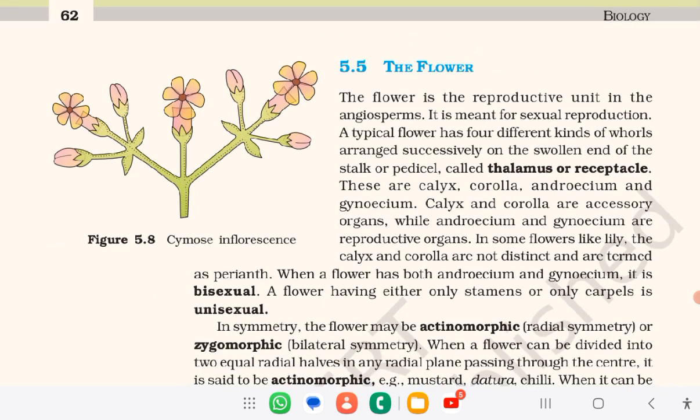In some flowers, like lily, the calyx and corolla are not distinct and are termed the perianth. When a flower has both androecium and gynoecium, it is bisexual. A flower having either only stamens or only carpels is unisexual.